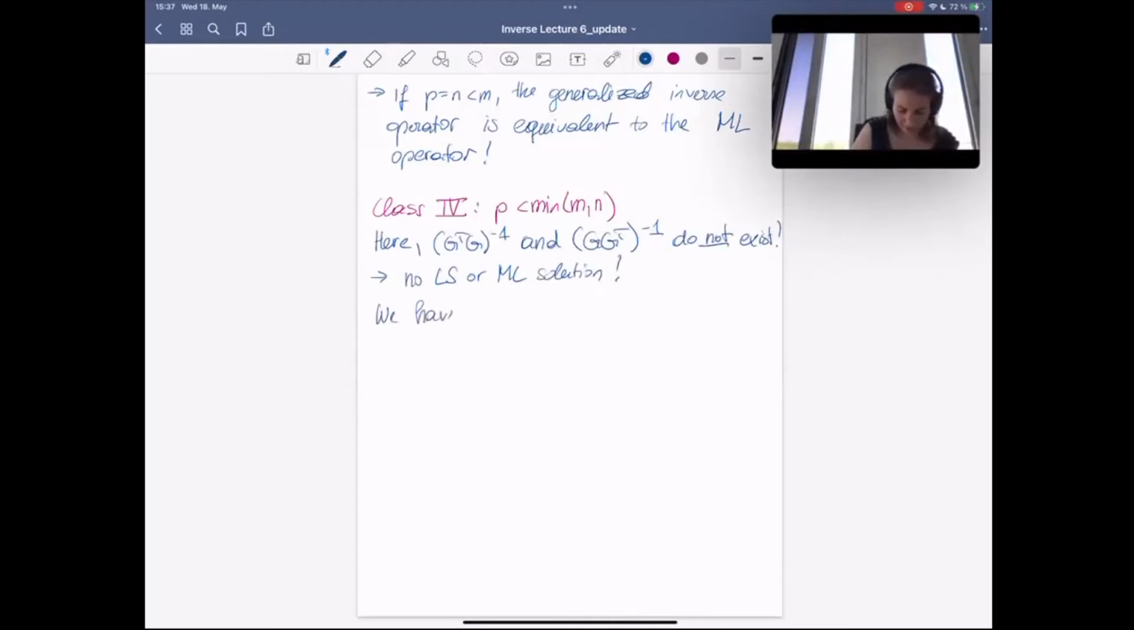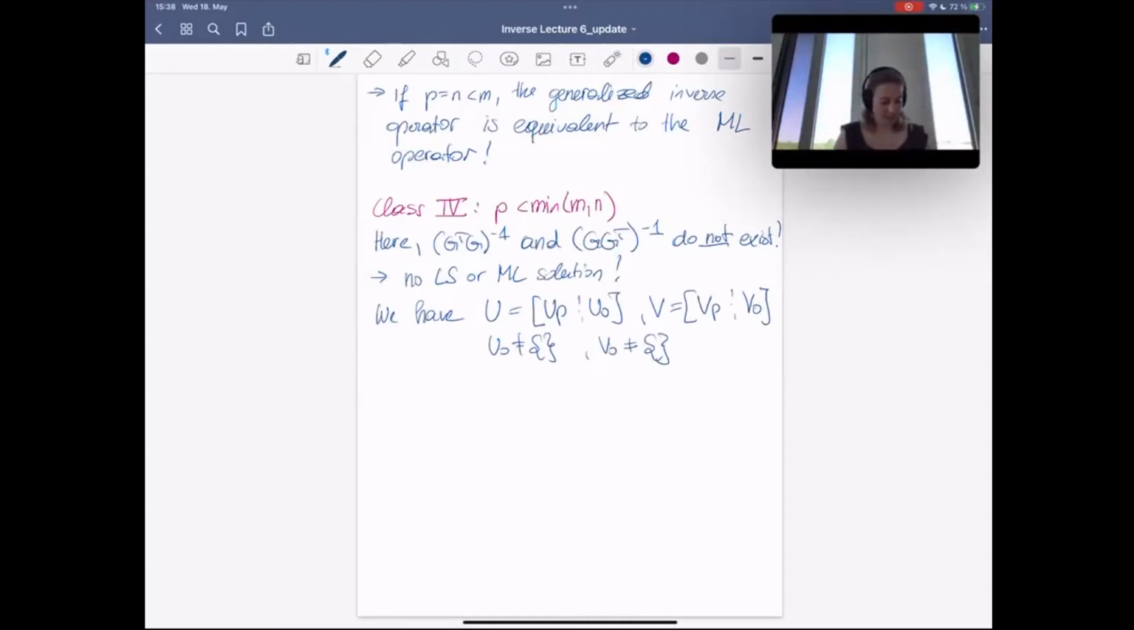And we have a number of 0 eigenvalues, which means also that U equals UP U0 and V equals VP V0, where U0 is not empty and V0 is not empty. Which means the generalized inverse operator cannot be further reduced.